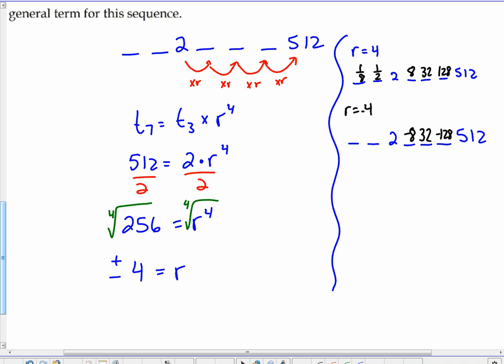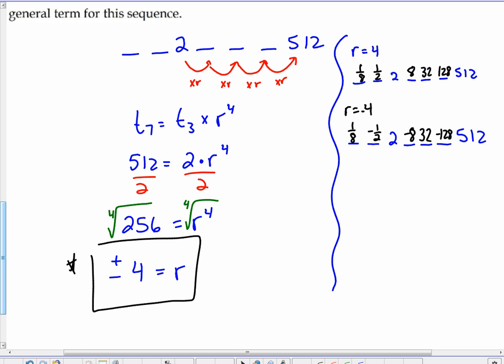And then it still gives us that positive 512. Going backwards, divide by -4, -0.5, and then divide by -4, positive 8. Okay, so when you take the 4th root, that's really important. Whenever it's a square root, 4th root, 6th root, you have plus or minus as your solution.